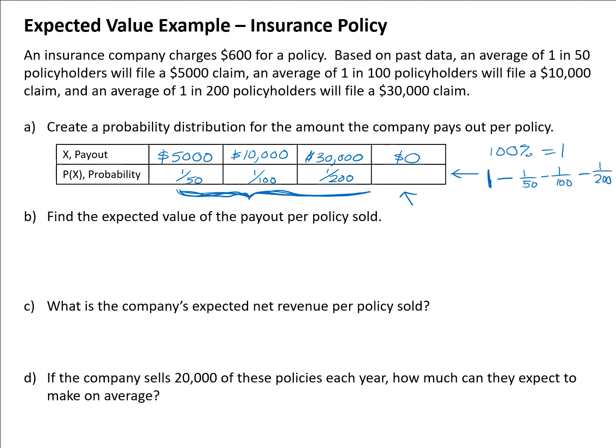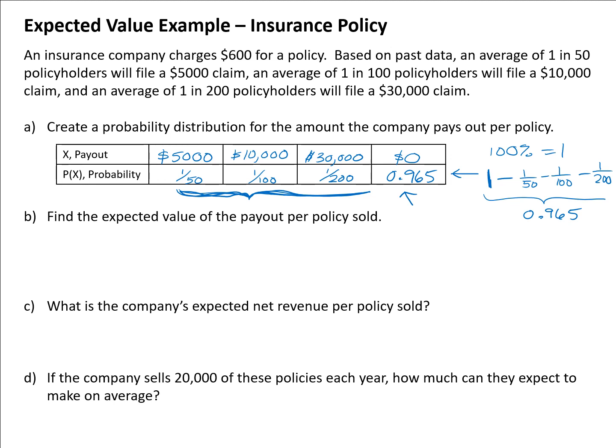Now, you could get a common denominator and do this calculation by hand, or you could simply use your calculator and go 1 minus 1 over 50 minus 1 over 100 minus 1 over 200. Remember, for the fraction, just use a division symbol in your calculator. So if I do that, 1 minus 1 divided by 50 minus 1 divided by 100 minus 1 divided by 200, I get 0.965. So basically, there's a 96.5% chance that somebody doesn't file a claim.